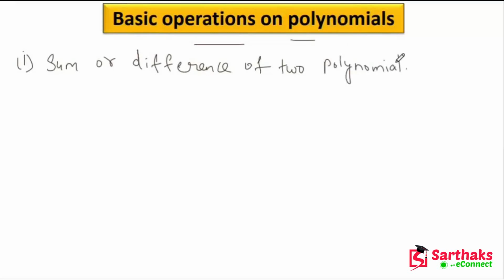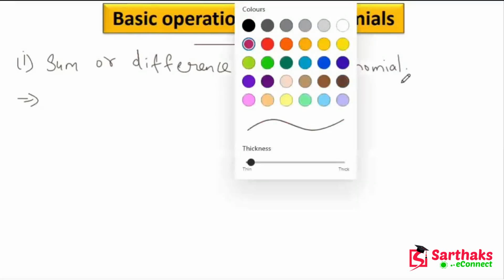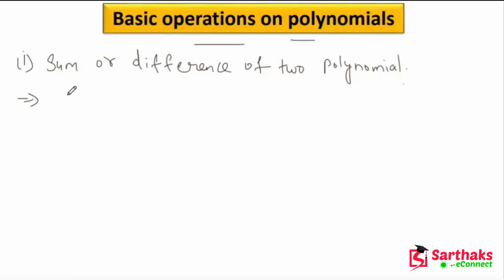We are doing sum or difference of two polynomials. Okay, so now in this case we are doing directly. Let's suppose we have an expression like this. What if we have p of x is equal to 4x cube? What is happening?